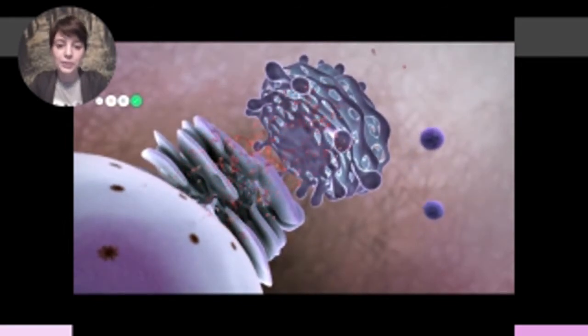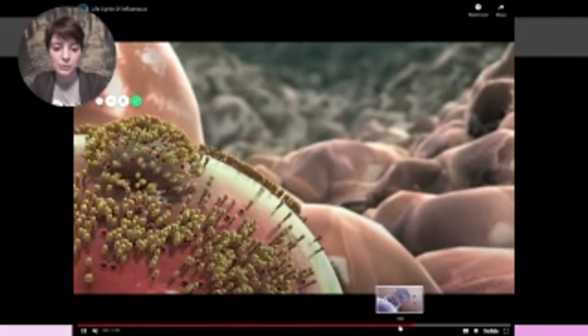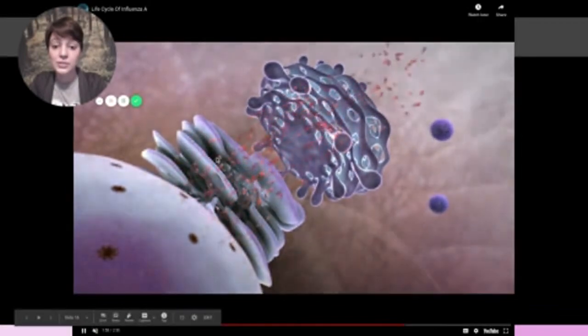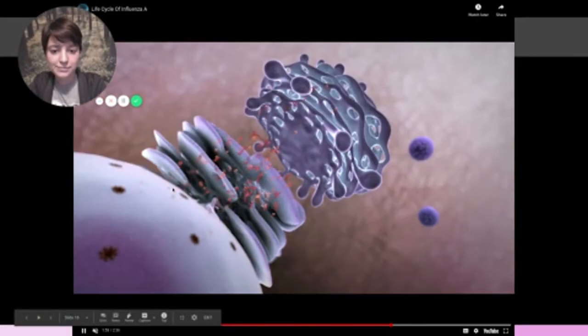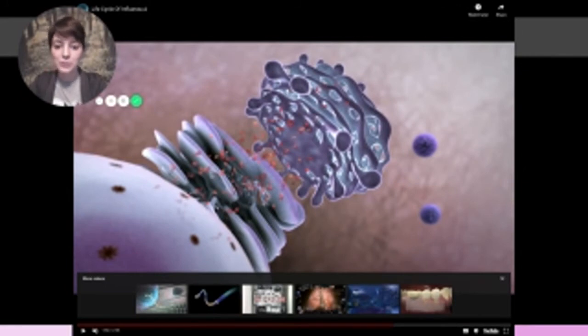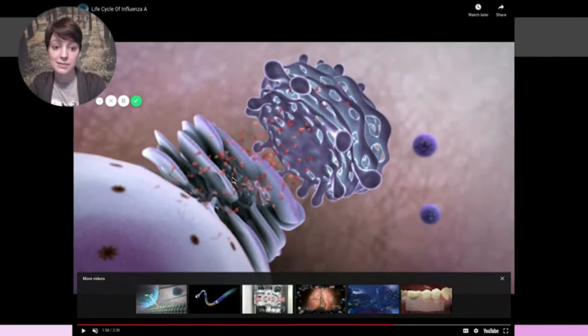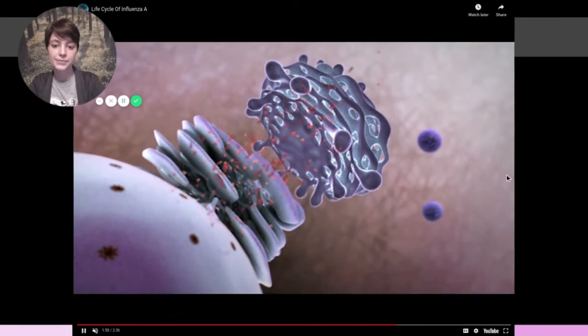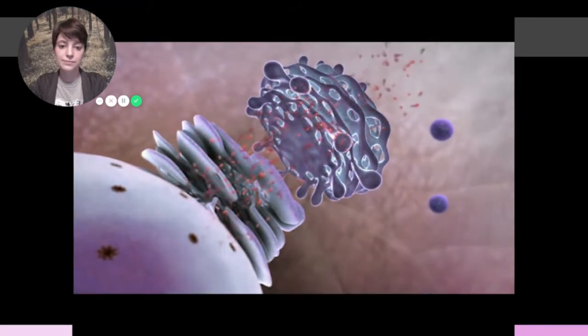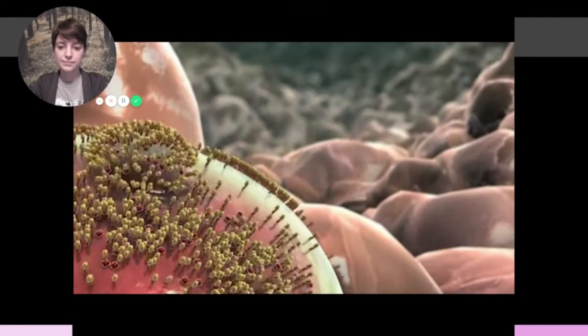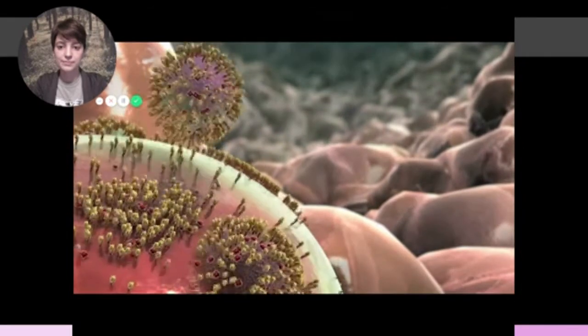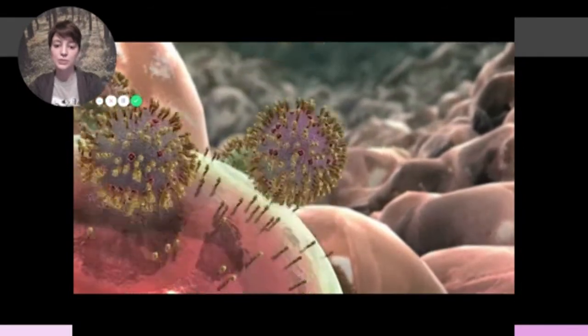If you remember from earlier this week, this is your Golgi apparatus. Actually, let me go back real quick. This is your rough endoplasmic reticulum. That's where a lot of the proteins are made by the ribosomes. And then your Golgi apparatus, which is your post office. It's going to help ship these new baby viruses and all their products out of the cell. And now they are emerging from the cell.